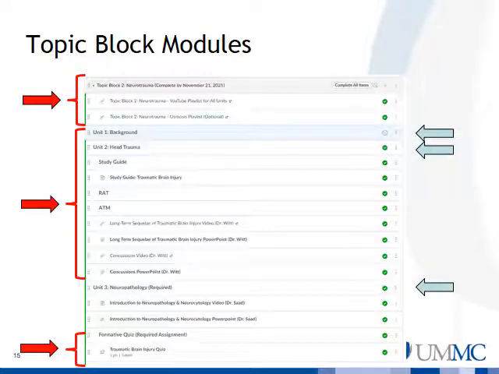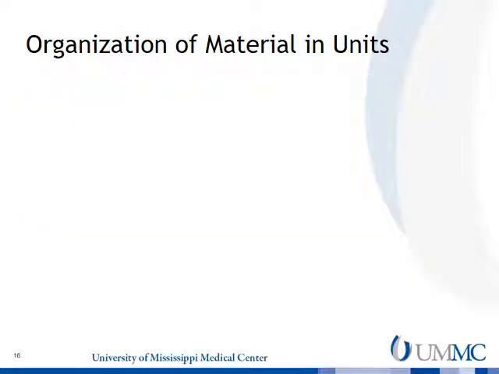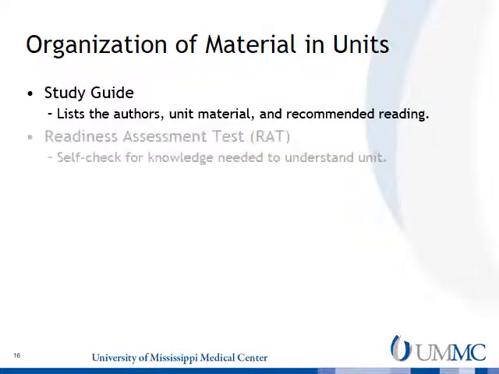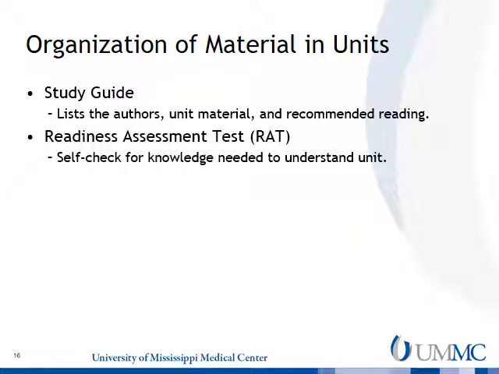Each unit normally consists of 4 elements. First, there is a study guide which indicates the author of the material in the unit, a description of the unit's material, and recommended reading. Next is an optional readiness assessment test, or RAT. This is a short test that helps you check whether you have the necessary background for the teaching material. When you get a question wrong, the RAT suggests what you should review.